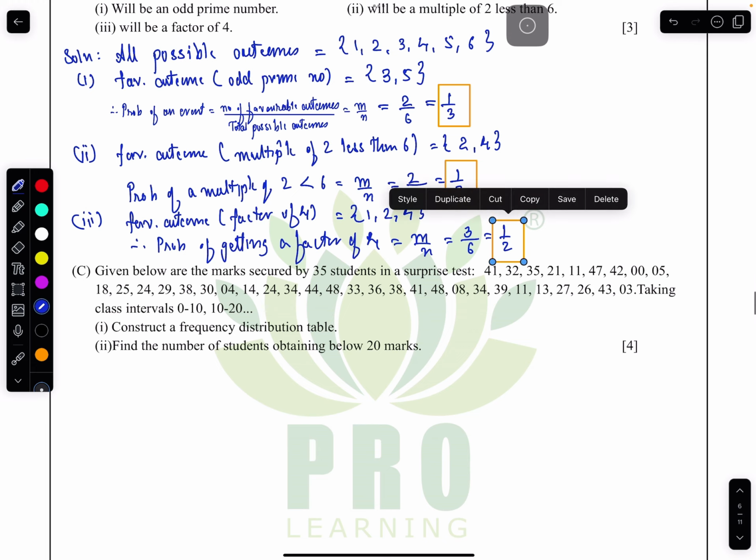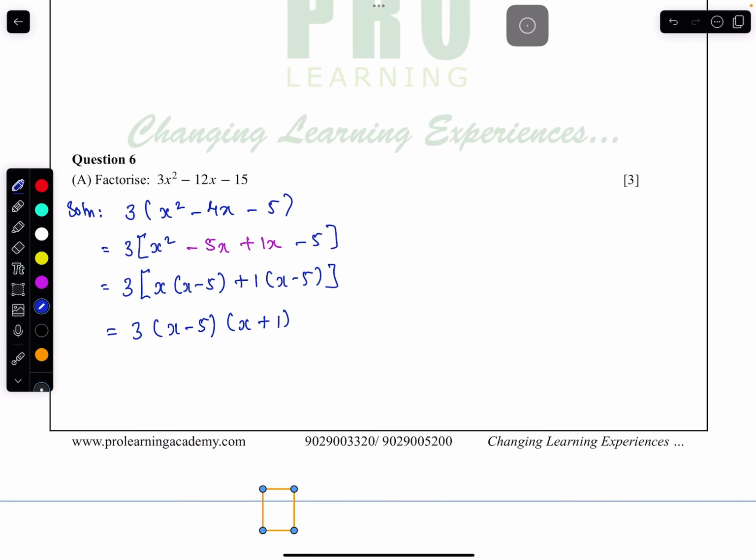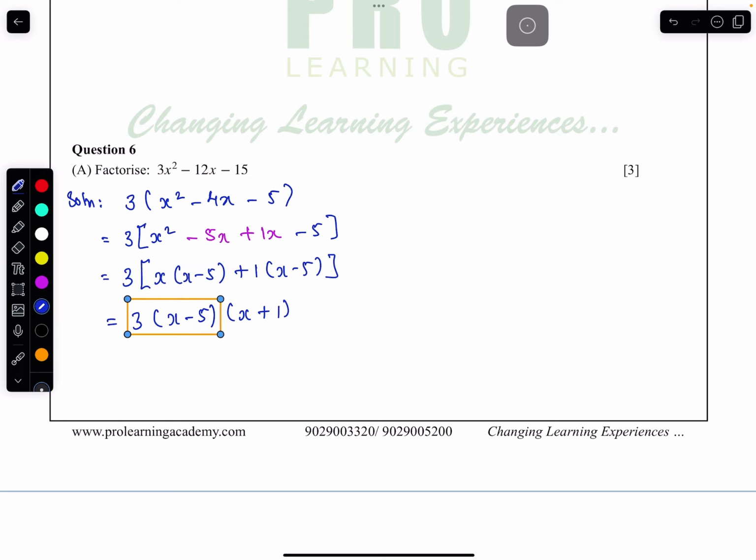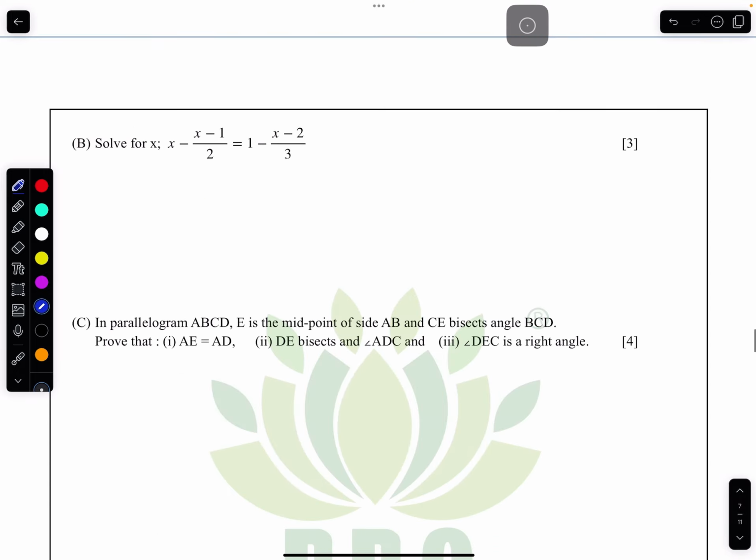So these are the factors that we have produced here. So we have fully factorized the given question. So factorization is done here. We move on to the next one.